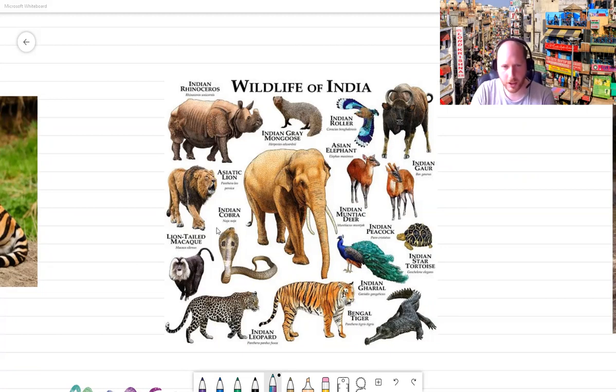Indian leopard, the Indian cobra, which is actually one of the only countries that I know of that has a national reptile. Most countries have a national animal. Some have an animal and a bird. Yeah. India has a reptile, which is the cobra. There you go. We've got the lion-tailed macaque here, and we've got the Asiatic lion, and do not forget the Asian elephant, often known as the Indian elephant.